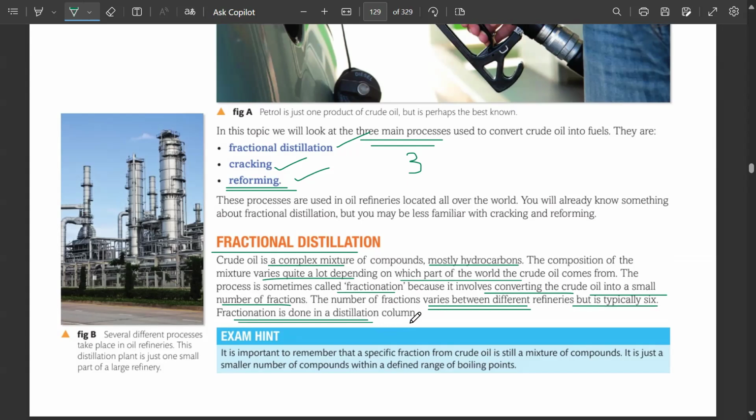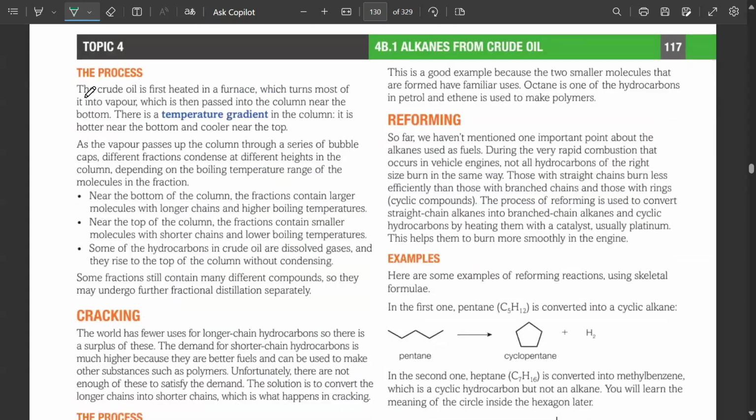Fractionation is done in a distillation column. You first heat the crude oil inside a furnace, which turns it into a vapor. Once it is in gas form, it is passed into the column. Just imagine you have a mixture A, and you have to separate it into B, C, D. All three substances have different boiling points. Substance C has a boiling point of 40, substance B has a boiling point of 60, and substance D has a boiling point of 100.